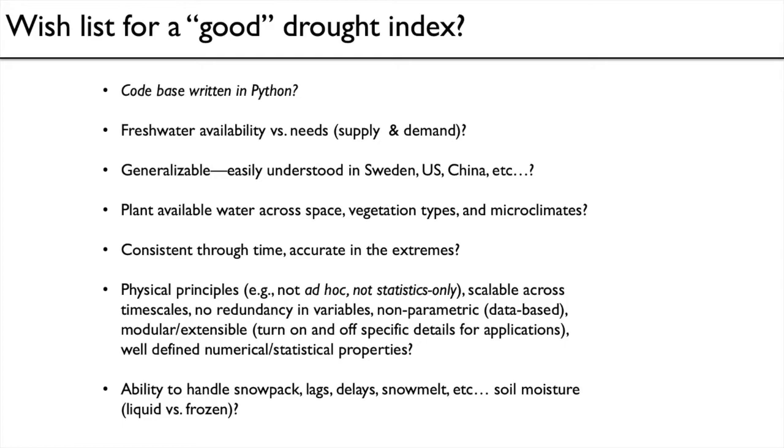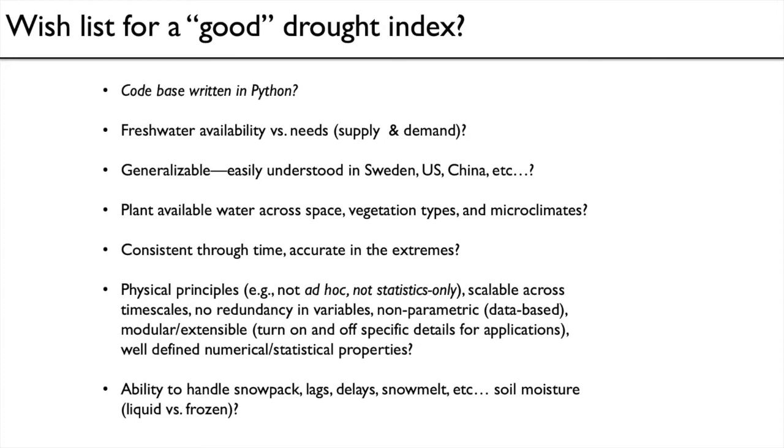Probably you want it to be consistent through time. How accurate do you need it to be in the extremes? Especially for climate change applications, you'll see that some of these drought indices, once they get pushed to the extreme, either wet or dry conditions, those conditions are outside of the range over which they were calibrated or designed, and they start to fall apart. They don't make any physical sense anymore. Do you need to have physical constraints on your drought index? Some other considerations in that point you can look through.